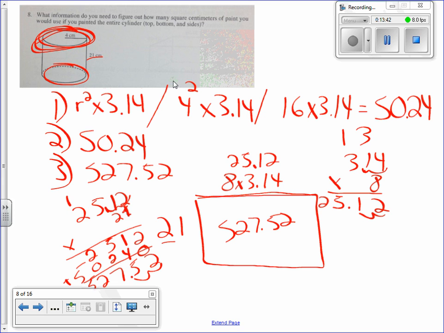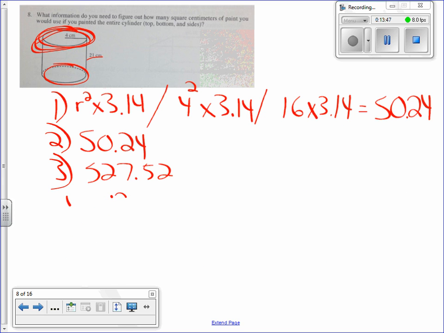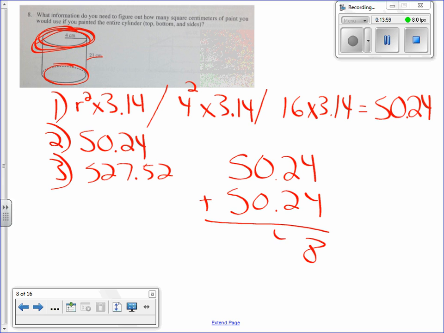I'm going to erase, make some more space here. Now I got to add up. It's quite a process. If you need to watch this video a couple times to help you out, please do. 50.24 plus 50.24, 8, 4, 0, 10. Move the decimal down.